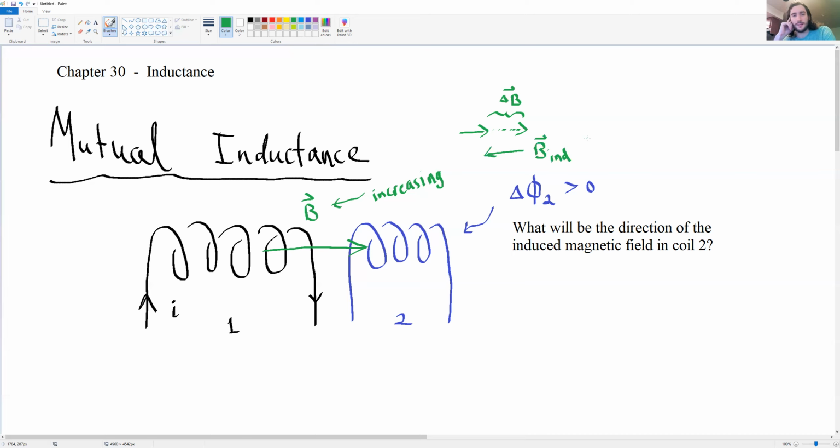Remember, it's Lenz's law or Faraday's law. You always oppose the change. The induced anything opposes whatever's there already, the change in whatever's there already.